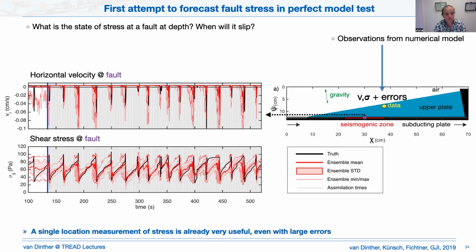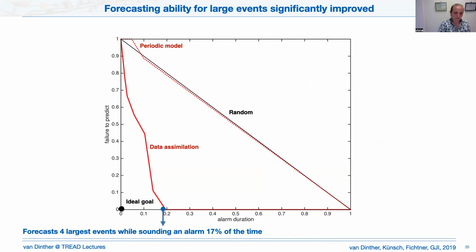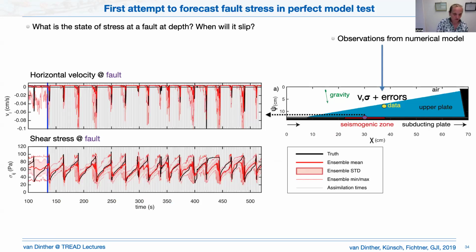So even if we have stress measurements with large errors, this is very useful. I don't show that here, but you can assume that it helps. Not the only critical thing though. If we look at the forecasting, we saw in this figure some very large events that are not fully periodic, but quasi-periodic.